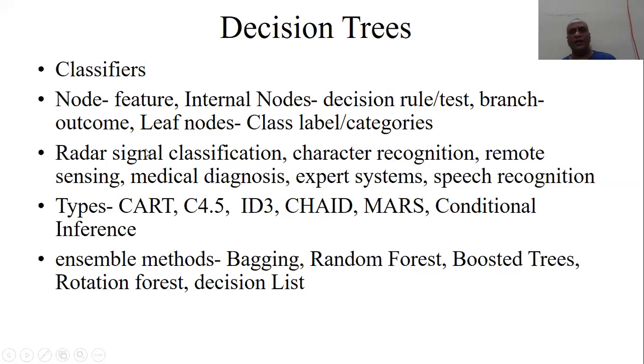Where I can use decision trees is in radar signal classification, character recognition, remote sensing, medical diagnosis, expert systems, speech recognition. Types of decision tree algorithms: CART, C4.5, ID3, CHAID, MARS, conditional inference. The ensemble methods using decision trees: bagging, random forest, boosted trees, rotation forest, decision lists.